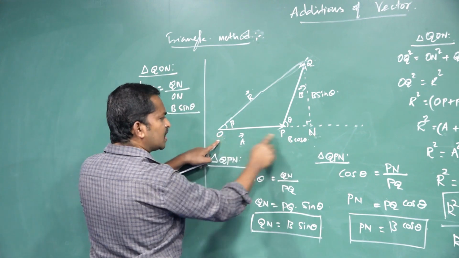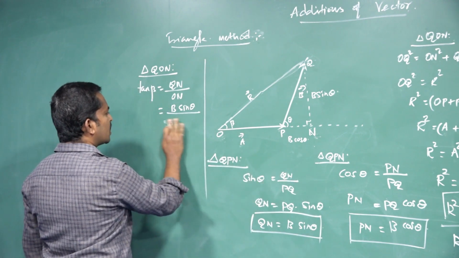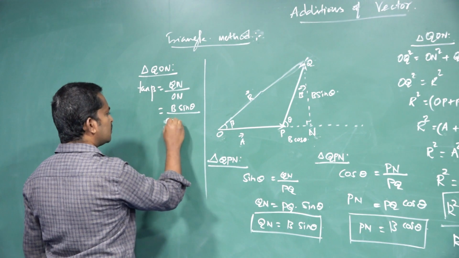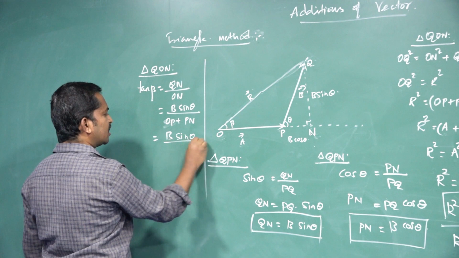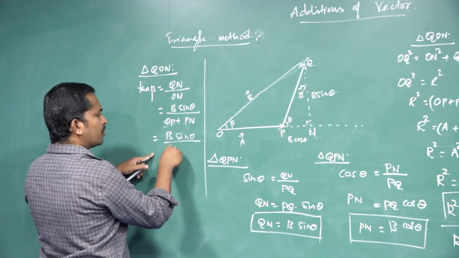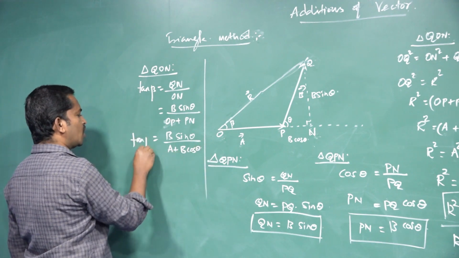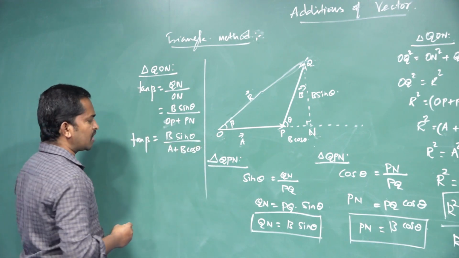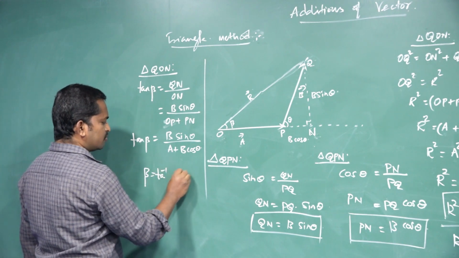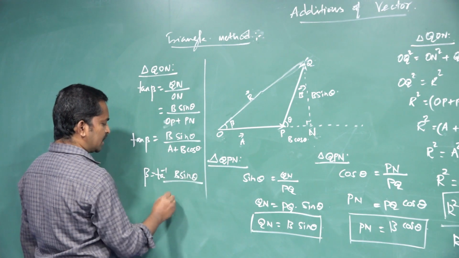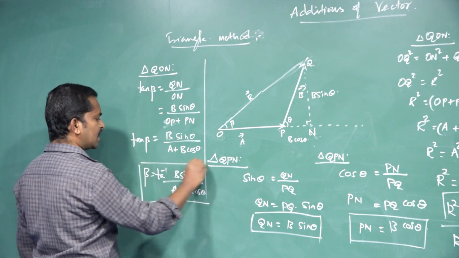ON is equal to OP plus PN. OP is A, and PN is B cos theta. So ON is A plus B cos theta. So tan beta is equal to B sin theta divided by A plus B cos theta. Beta is equal to tan inverse of B sin theta divided by A plus B cos theta. This is the angle.